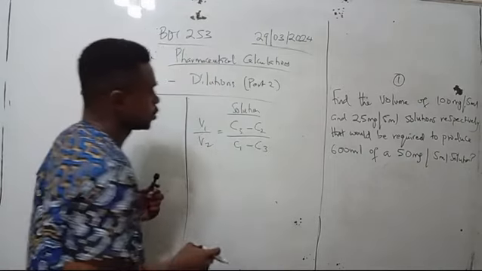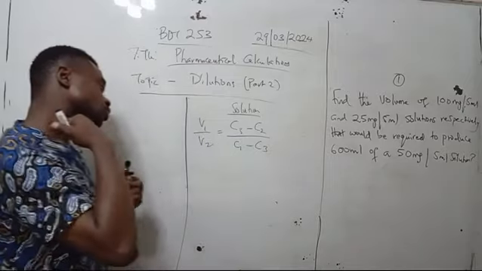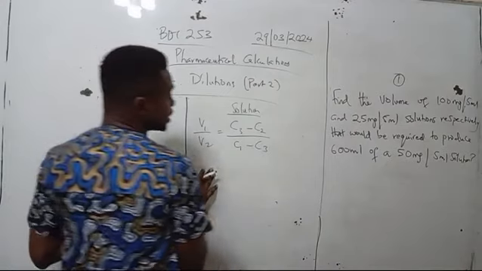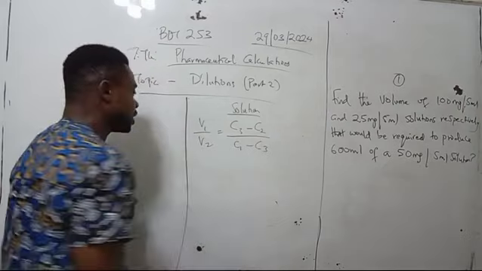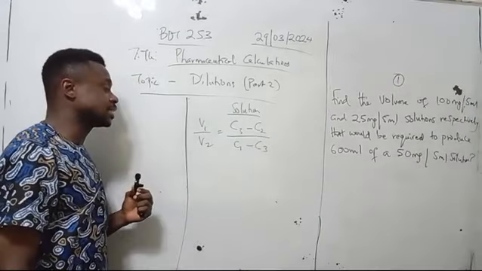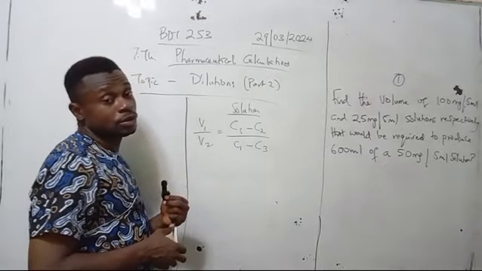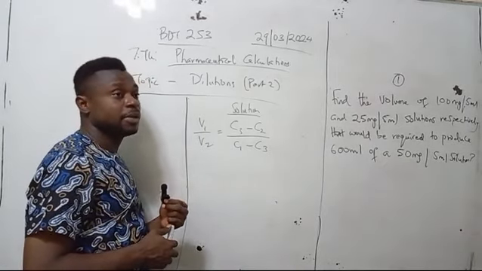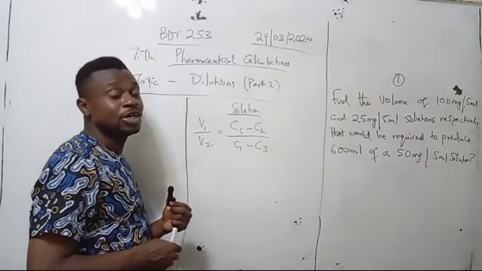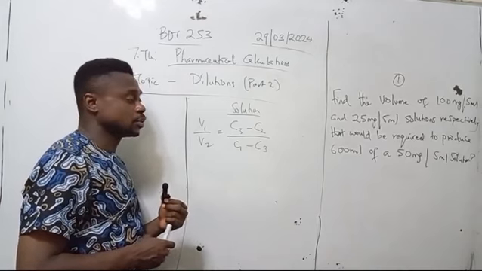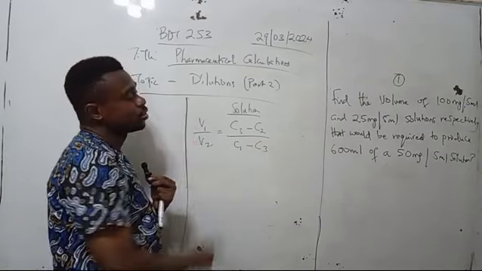This is the formula we use to solve alligation alternate. Remember what I said about alligation alternate? You know the concentrations of the two solutions you want to mix, but you don't know the proportion, let alone their volumes. So we use this formula to get the proportion, the ratio of their volumes.